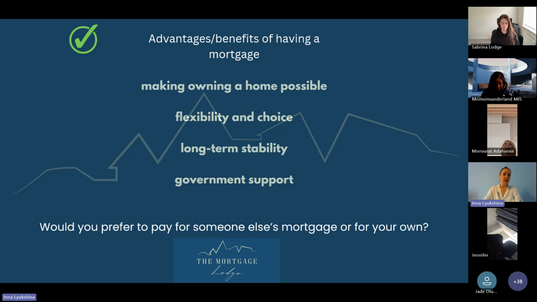So when you have a mortgage, it makes owning a home possible. And this is the obvious one. Obviously, most people, 99% of the people, don't have the chance to buy the property outright straight away. But mortgages actually make this dream of ownership possible by spreading the cost of the mortgage over many, many, many years. Now, the second big advantage of having a mortgage is that it gives you flexibility in choice.